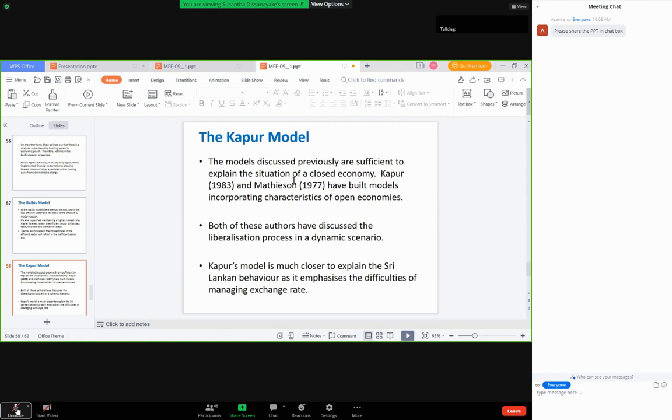Both of these authors have discussed the liberalization process in a dynamic scenario. Open economy means we know the liberalized economy is open, and imports and exports become more important. The Kapoor model is much closer to explaining Sri Lanka's behavior, as it emphasized the difficulties of managing the exchange rate. So why have they mentioned this point? We know that when the economy is open, especially a country like Sri Lanka, why have they come across the name Sri Lanka?